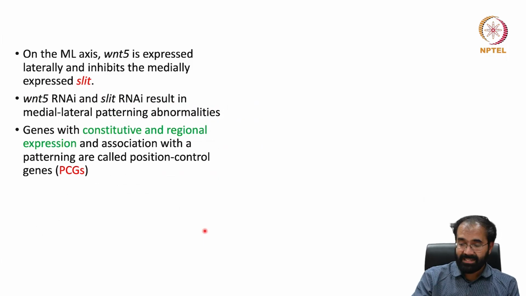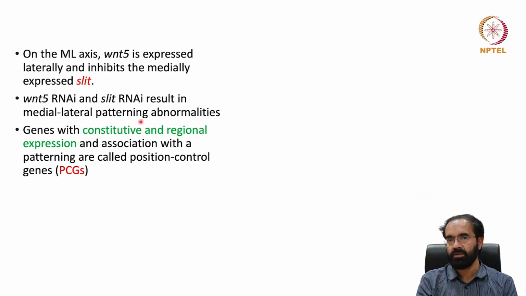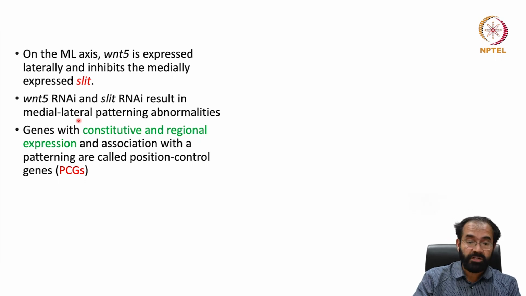Now on the mediolateral axis, Wnt5 is expressed laterally and inhibits the medially expressed gene called slit. Wnt5 RNAi and slit RNAi result in medial-lateral patterning abnormalities. So these are all interplayers, like slit and noggin. These are all influencers of BMP signaling.